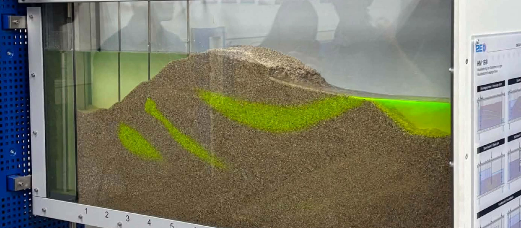Dye injection system. A reservoir of dense coloring agent, such as potassium permanganate or fluorescein dye, equipped with fine-tipped needles or glass tubes to trace streamlines. Template tools. A trapezoidal template to shape the dam, a small tamper, and a grid scale overlay on the glass.